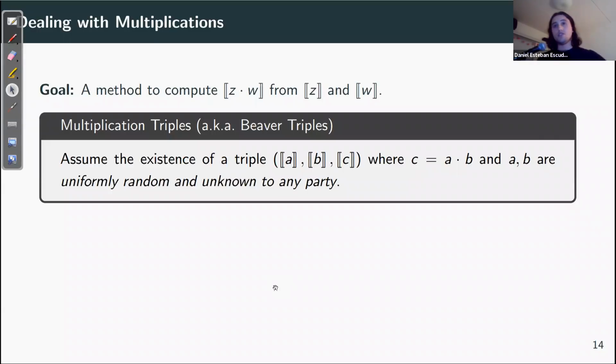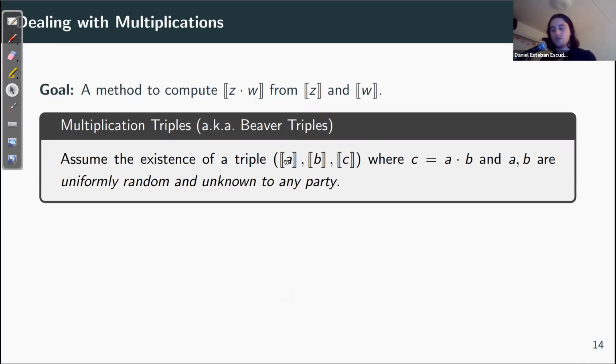And it's good that you know what they are because they pop up everywhere, this concept of a multiplication triple. They're also known as Beaver triples because they were designed by Donald Beaver in the 80s. And the idea is the following. Let's assume for a moment that the parties have a triple of three values that are secret shared. So that's the first condition.